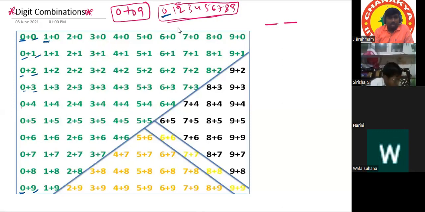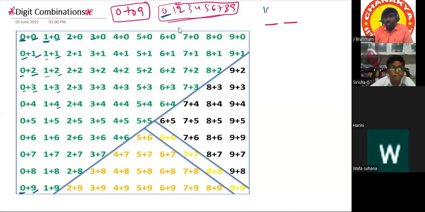Yes, correct. Next, I'm considering 1. 1 with 0, 1 with 2, 1 with 3, 4, 5. In that way, we'll form another 10. So by taking 2 also, we'll get up to 9, and by taking 3 also, we'll get up to 9. In that way, we can form 100 combinations.